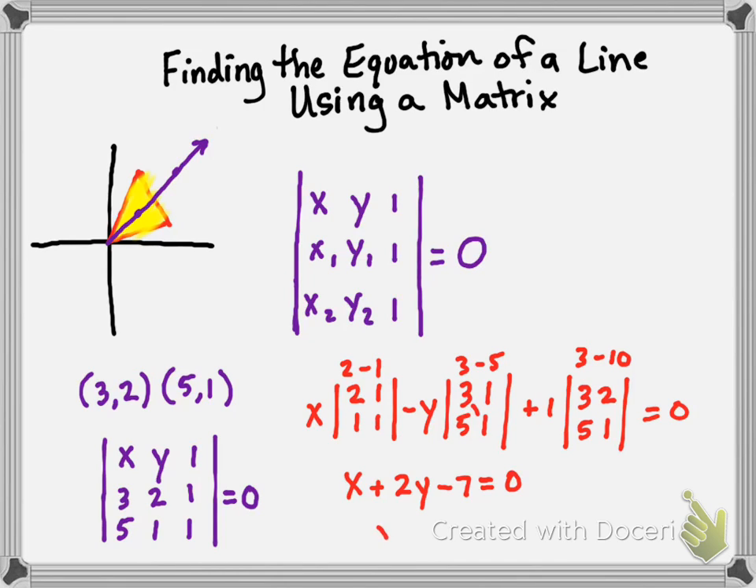Putting it in standard form, we get x plus 2y equals 7. So x plus 2y equals 7 would be the equation of the line that contains the points 3, 2 and 5, 1.